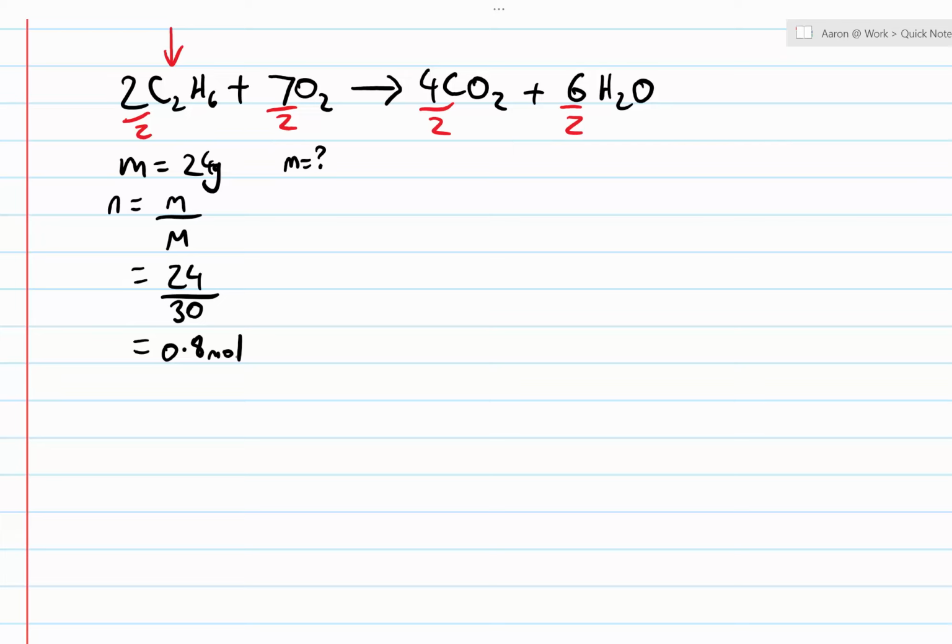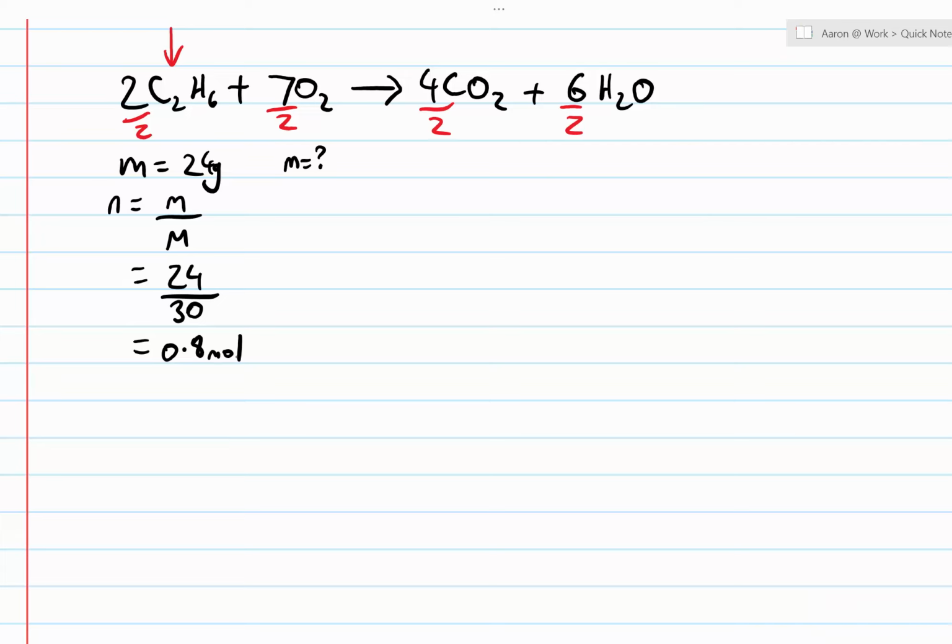I think that's right. If I've made any mistakes here, I'm sure you guys will let me know. Yeah, I think that looks right. C2 is 24 and H6 is 6. Yep, looks good to me. So we have 0.8 of a mole of ethane.